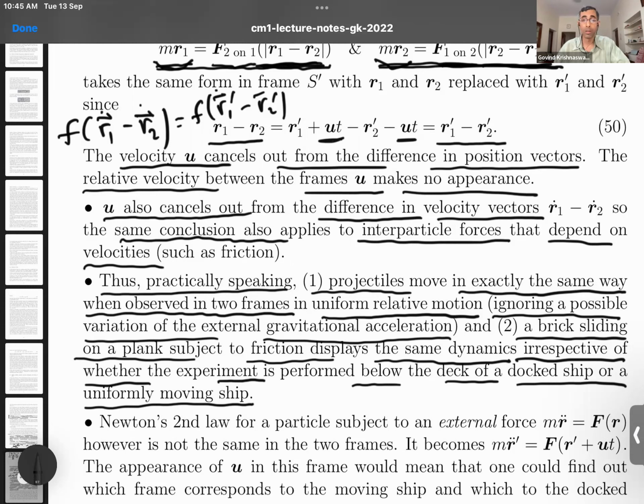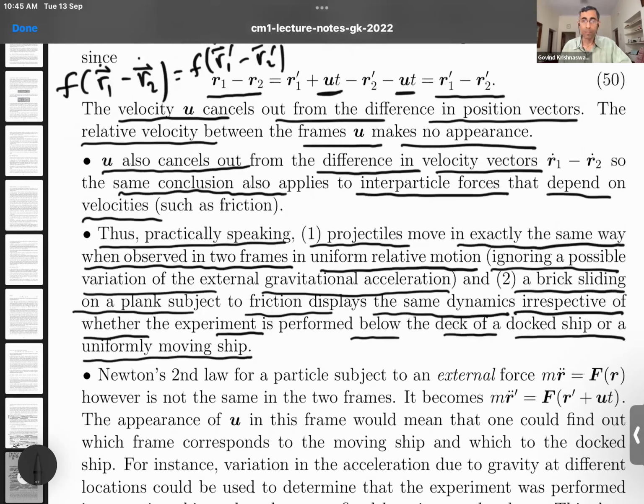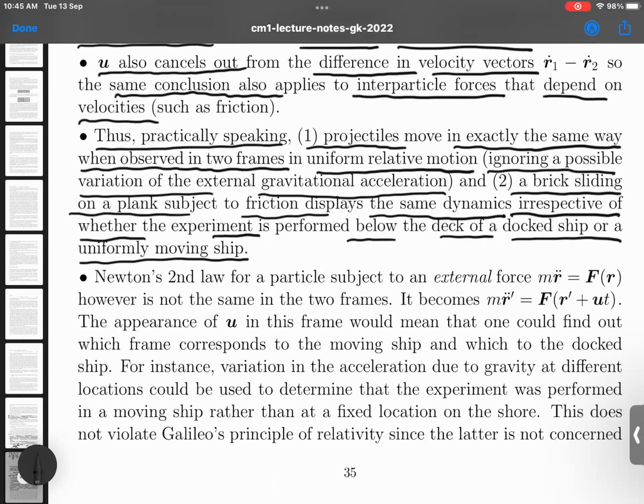Any question about this? Yes, the projectile is moving exactly the same way. You mean the trajectory? Yeah, the shape of the trajectory, how long it takes to fall, how far up it goes, any aspect of the projectile's motion. Suppose you do one experiment inside a lab on a ship that is anchored, and then on a ship that is moving uniformly, you will get the same shape relative to the walls of your lab. Not relative to trees outside.